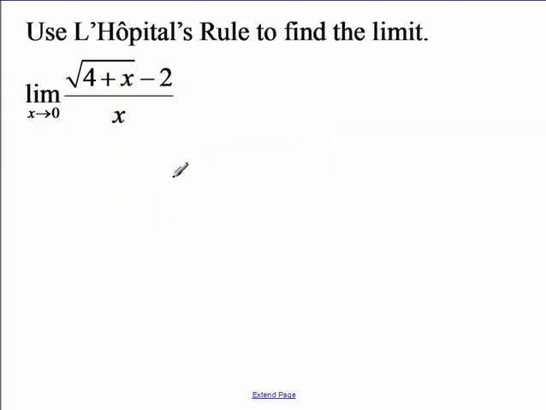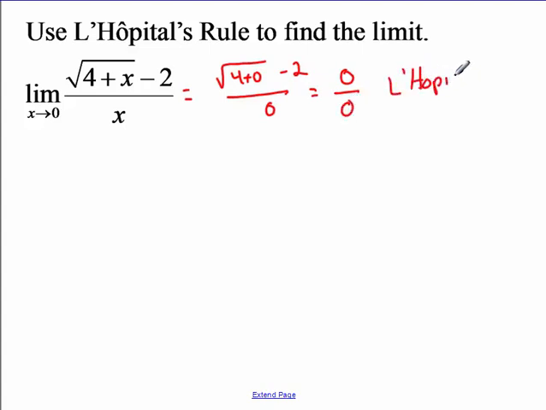Okay, using L'Hopital's rule to find the limit. Now this is really important for the AP exam, for when you are justifying that you need to use L'Hopital's rule: you need to actually show them the plugging in. You need to show that 0 over 0, so we use L'Hopital's rule. Okay, you need to write that. I'm going to be looking for the 0 over 0 or infinity over infinity, L'Hopital's rule.